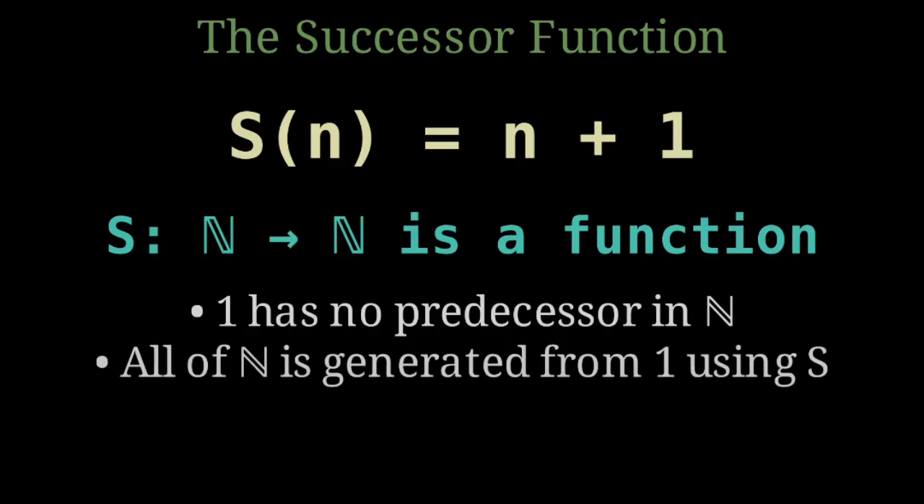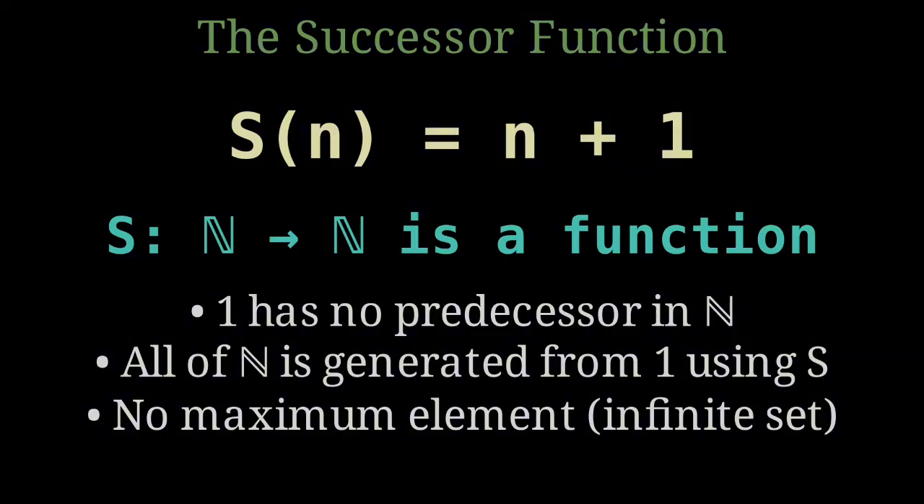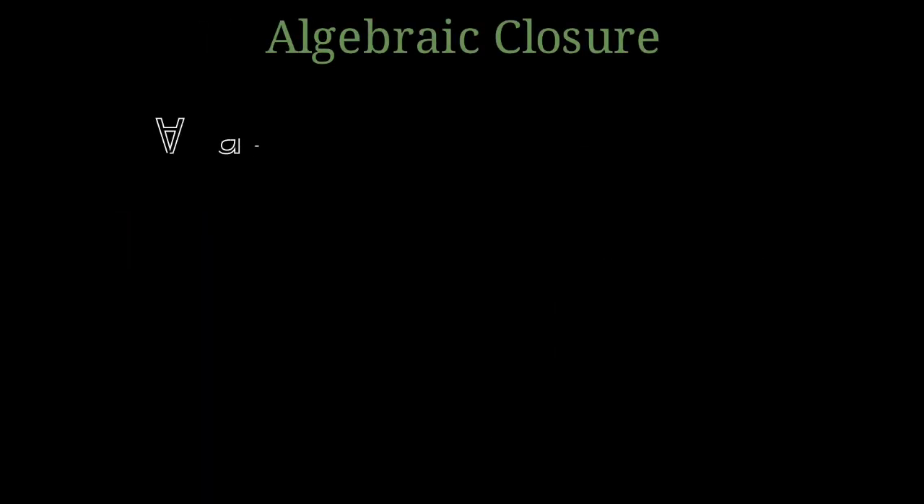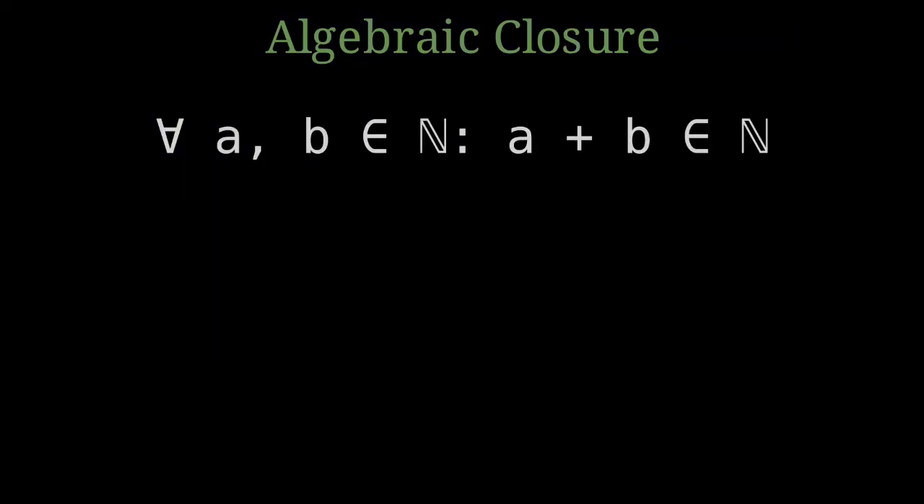Second, all of N is generated from 1 by repeatedly applying s. Every natural number can be reached by starting at 1 and applying the successor function some number of times. Third, there is no maximum element. For any natural number you choose, applying s gives you a larger one. The set is infinite.